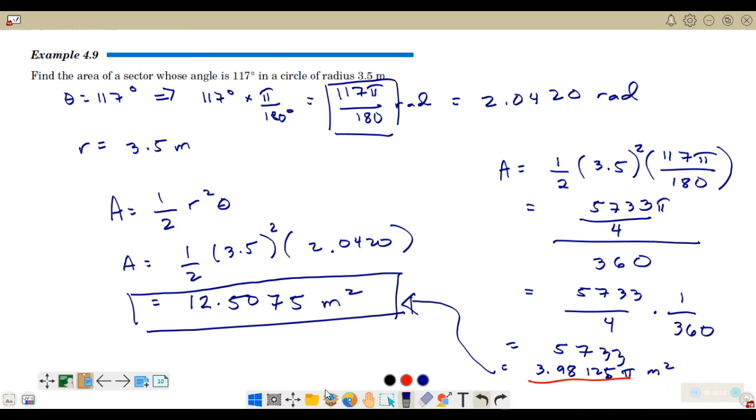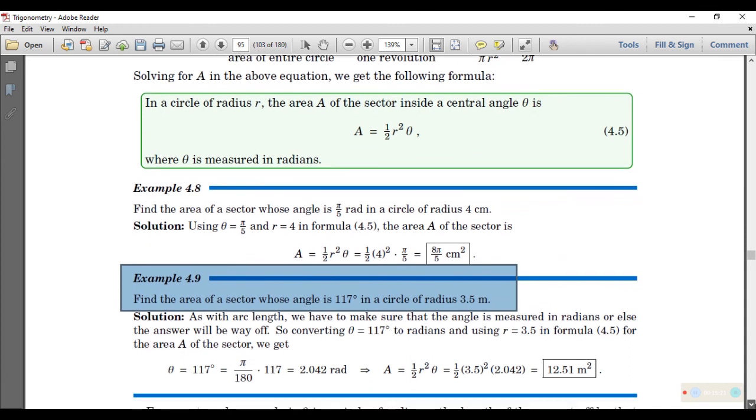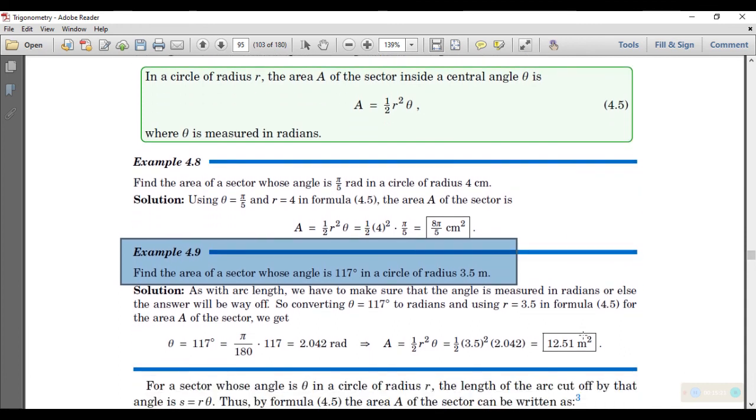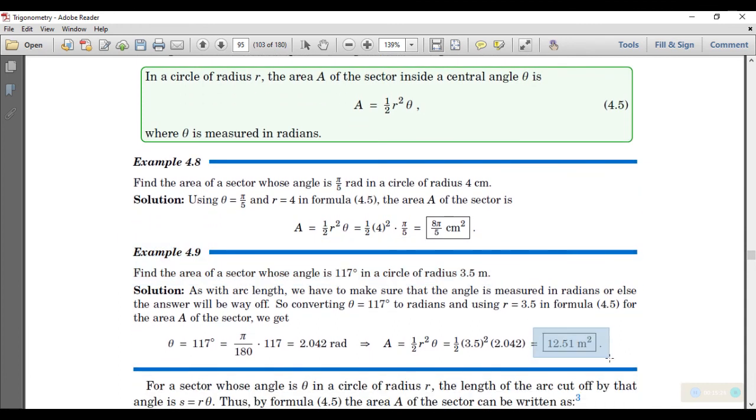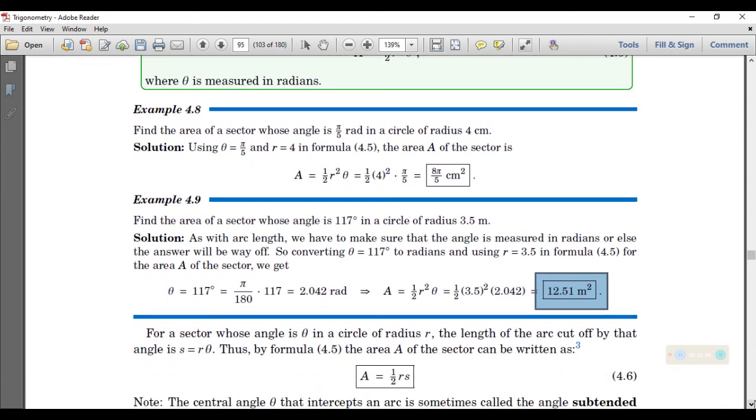I will accept both. Okay? Let's check the book to see which one it used. Ah, it used the approximated value. This book is a bit inconsistent. Sometimes it uses the exact value, sometimes the approximated value. But as long as your approximated value is close to the exact value, I will accept it. And of course, I will look at your solution. If you did not violate anything, I will count it as correct.